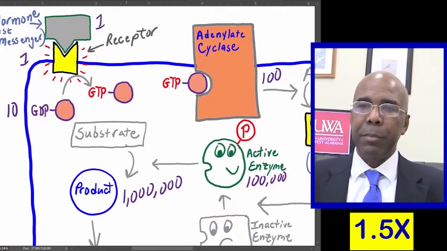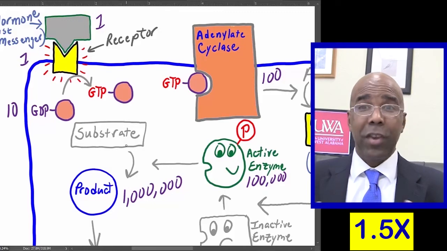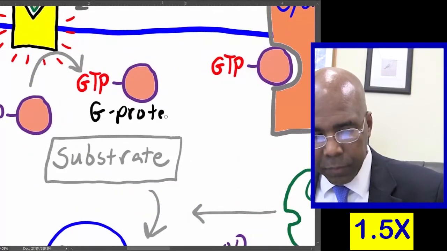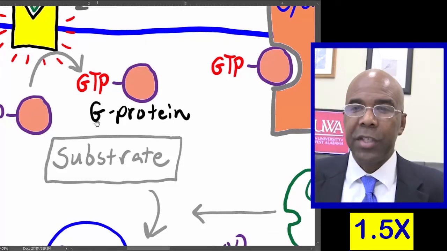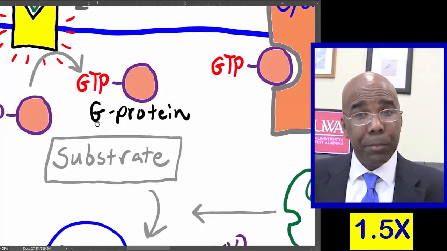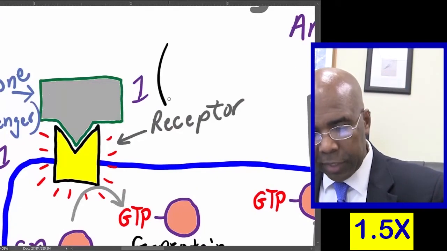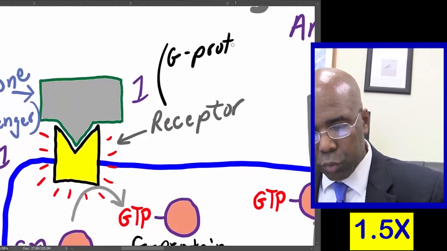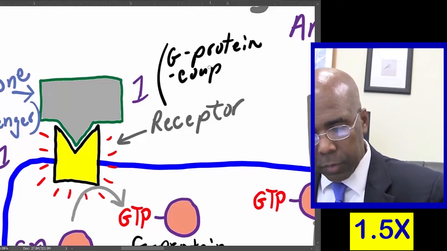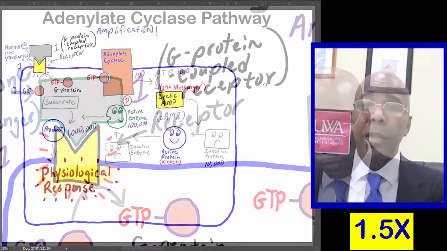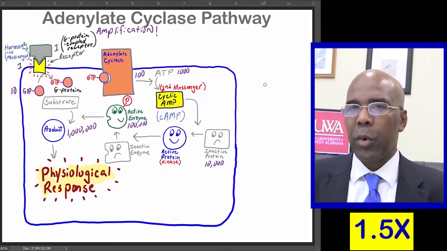We never named the GDP or the GTP-associated protein. This protein has a very simple name. It's just called the G protein. And now that we know that this is a G protein associated with the receptor, we can give the receptor a more specific name. The receptor is called a G protein coupled receptor. So we can indicate that here. A G protein coupled receptor.